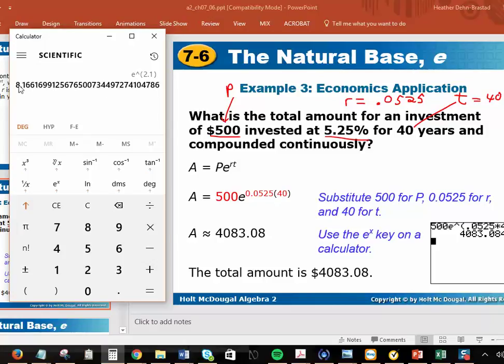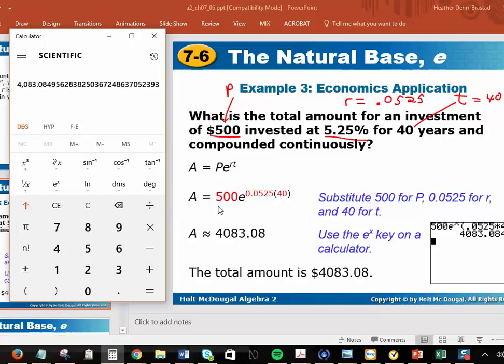8.16617. I'm not going to round to 8.2. I'm just going to leave it on my calculator and see what else I have to do. So that was e to the 0.0525 times 40. Now I have to multiply that answer by 500. So the whole thing is on the calculator, and I end up with 4,083.08. And at that point, you can round it.